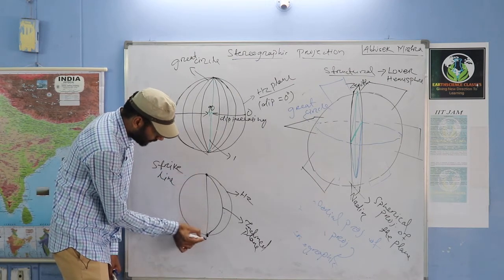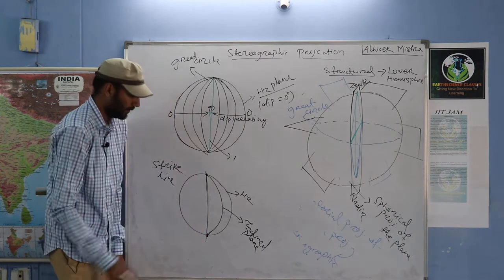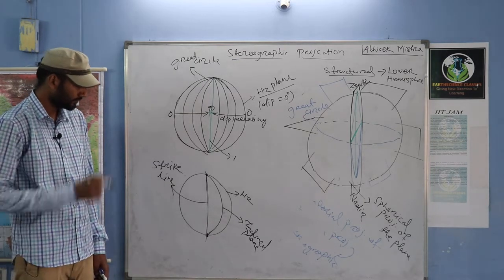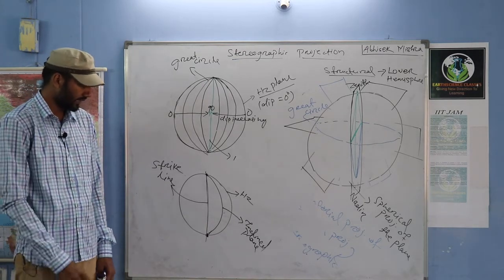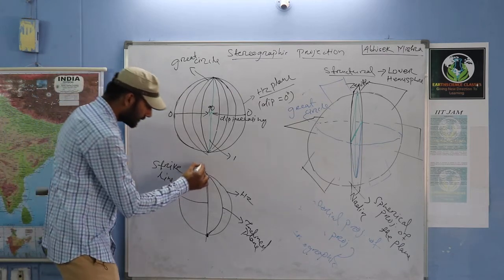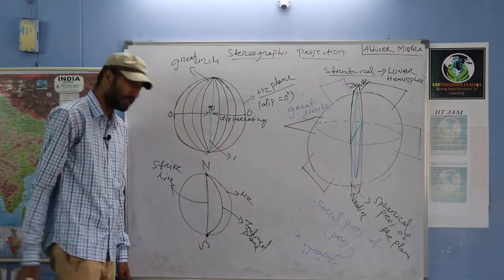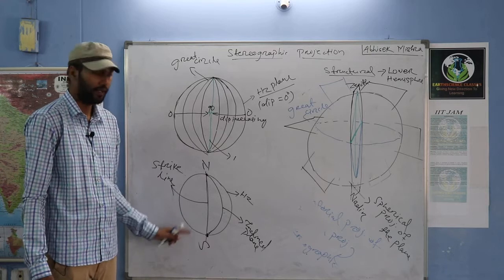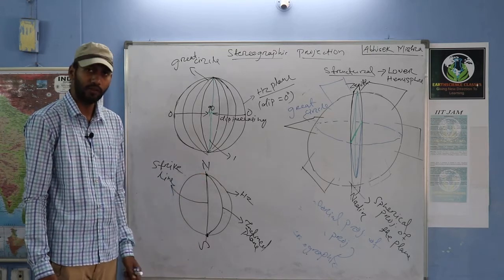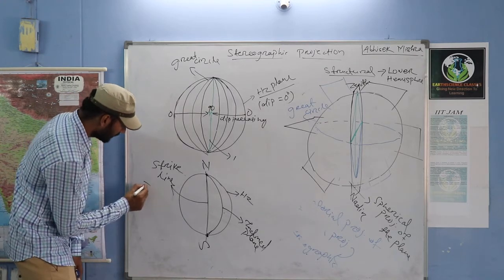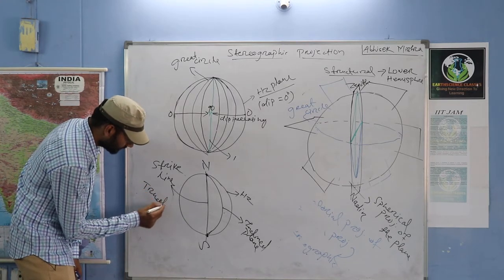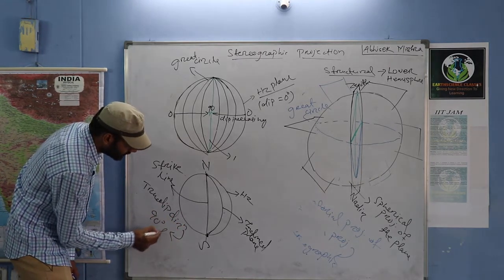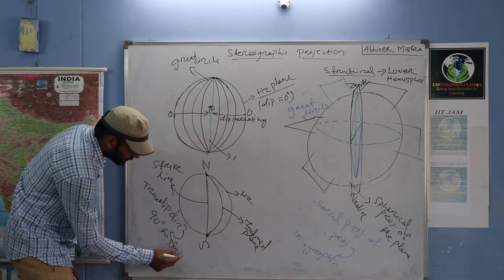Similarly, if you join these 2 points, this will give you a strike line. Now if I mark here north and south, that means this bed is inclined having strike north-south. And what is the true dip direction? True dip direction means it is 90 degrees to strike.